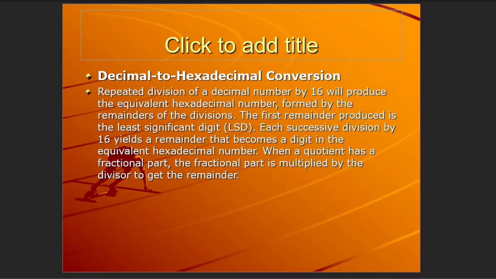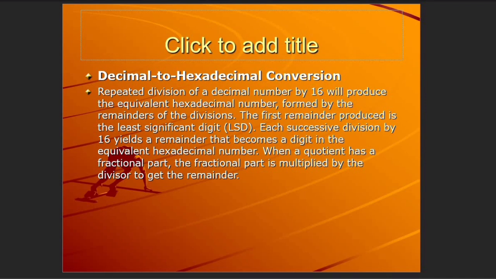Decimal to hexadecimal number. So this is very simple. If we want to convert decimal to hexadecimal, converting decimal to any base number is very easy. We can simply divide by the base of the required system that we want to convert to.